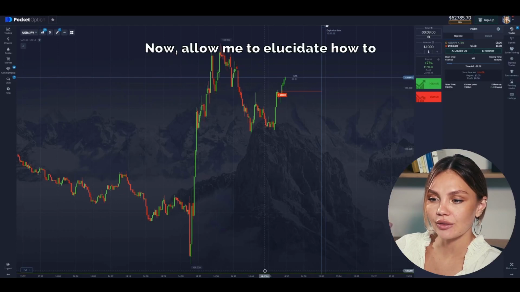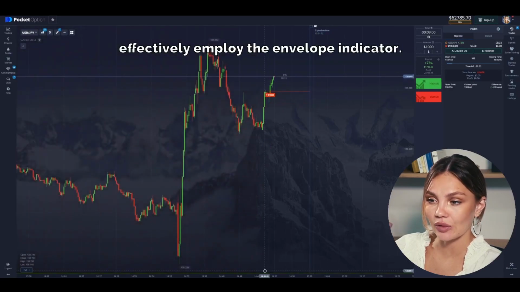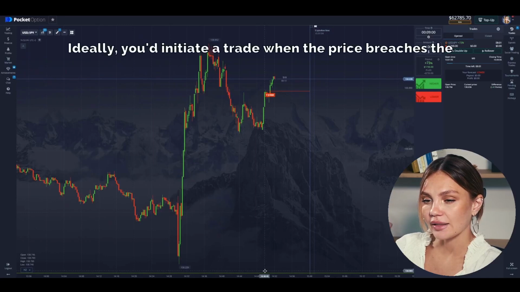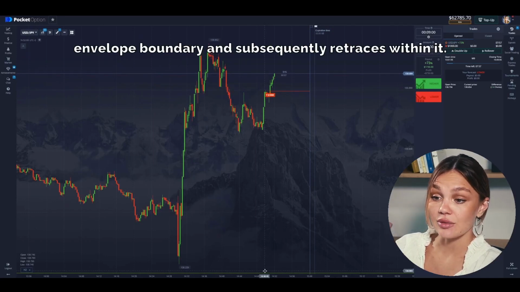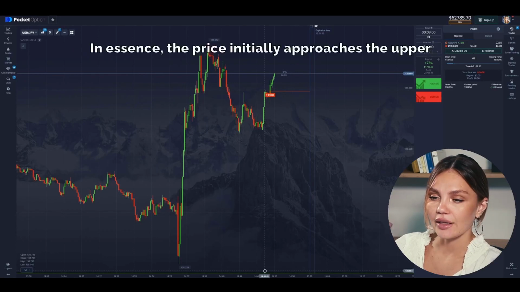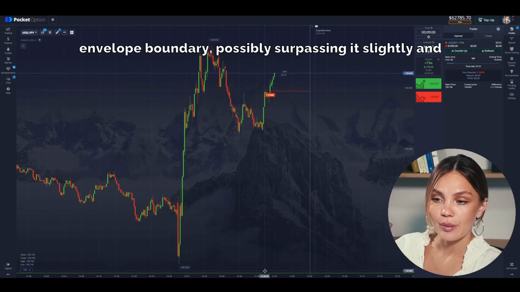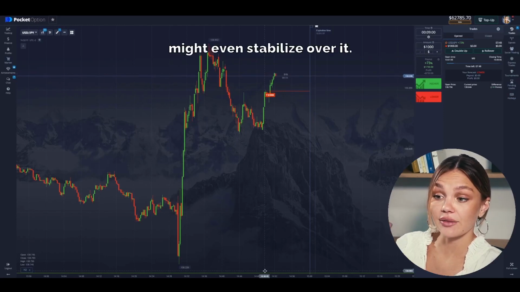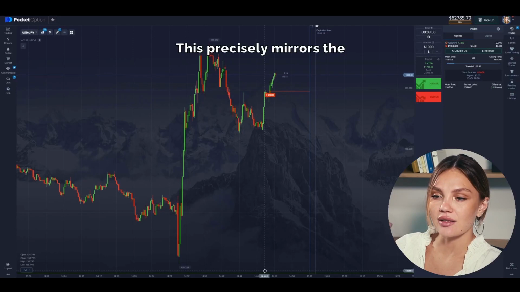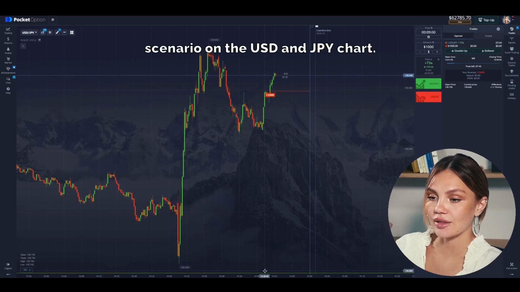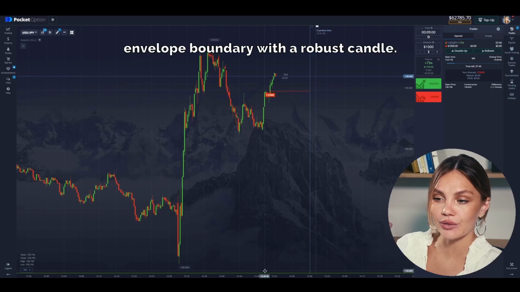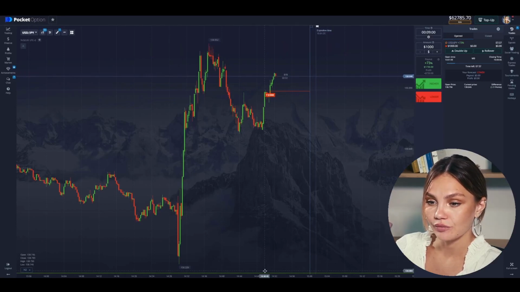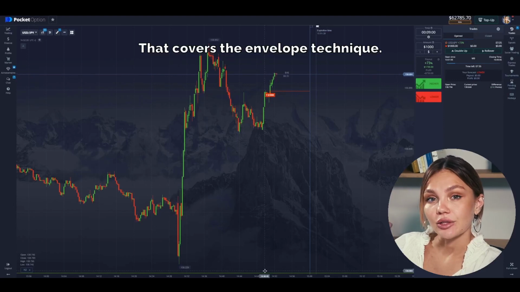Now allow me to elucidate how to effectively employ the envelope indicator. Ideally, you'd initiate a trade when the price breaches the envelope boundary and subsequently retraces within it. In essence, the price initially approaches the upper envelope boundary, possibly surpassing it slightly, and might even stabilize over it. This precisely mirrors the scenario on the USD and Japanese yen chart. The price simply broke through the upper envelope boundary with a robust candle. That covers the envelope technique.